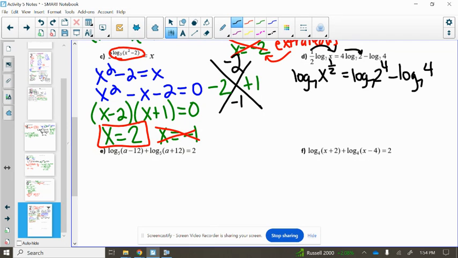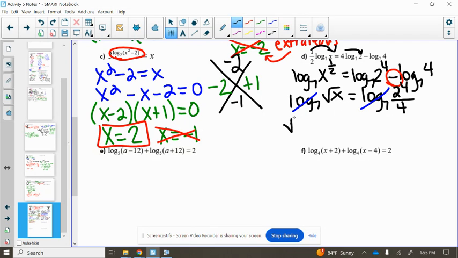And we know that when we condense, this subtraction inside here actually is going to become division. Log base 7 of x to the 1/2, aka square root x, and then log base 7 of 2 to the 4th divided by 4. Now that these are condensed down to 1 log on each side, because we can only cancel 1 and 1, now we are actually able to set the square root of x equal to 2 to the 4th over 4.